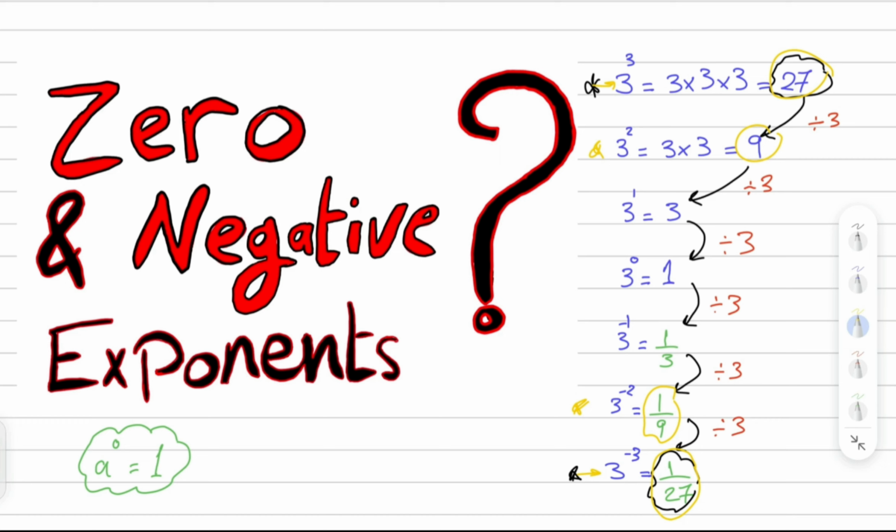So the second rule for today's lesson is if we have a raised to a negative exponent, like negative x, this is equal to 1 out of a raised to the positive x. So it's only the reciprocal of the positive exponent. Let's have more examples.